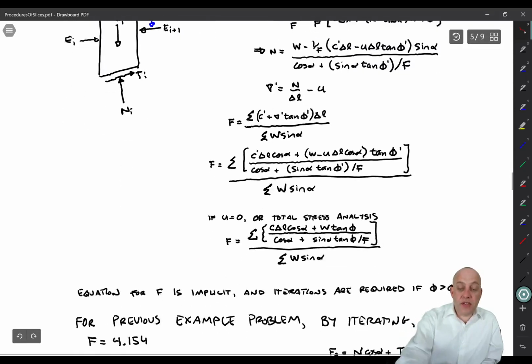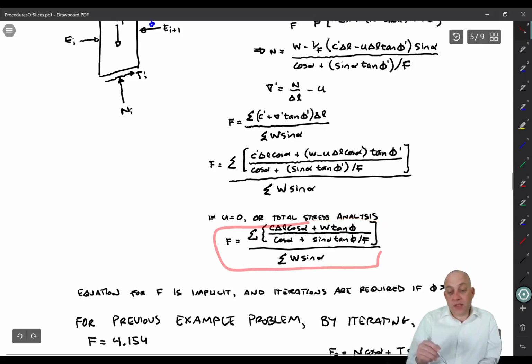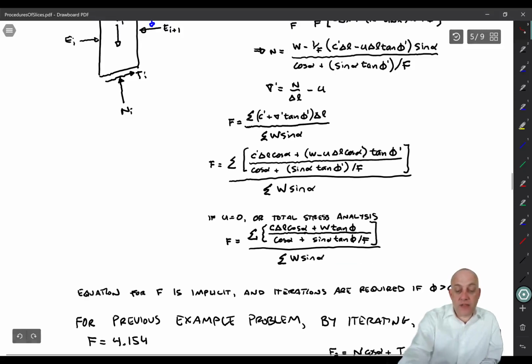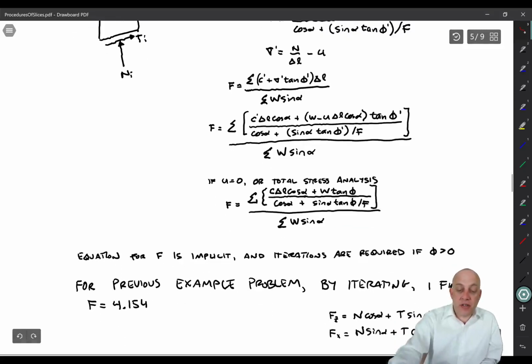If u is equal to 0, or you're doing a total stress analysis, it simplifies the expression shown right there. A little simpler to solve. All right, so the equation for F is implicit and iterations are required.